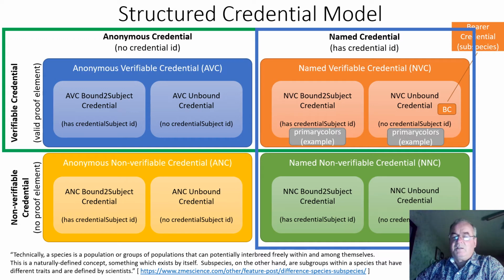Where I'm really focused in today's discussion is introducing this taxonomy just to this level of detail, and then talking specifically about named verifiable credentials, or NVCs. That's the brown box in the top right-hand corner. If you're familiar with the Verified Credential Data Model specification, it also talks about something called bearer credentials. Bearer credentials are an example of an NVC, unbound credential. An unbound credential is a credential that does not have a credential subject ID.